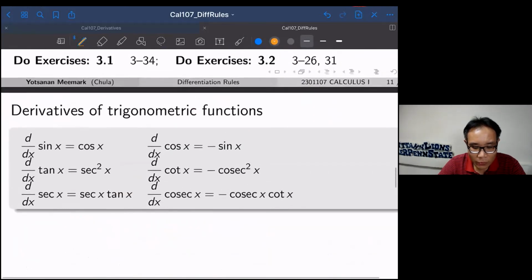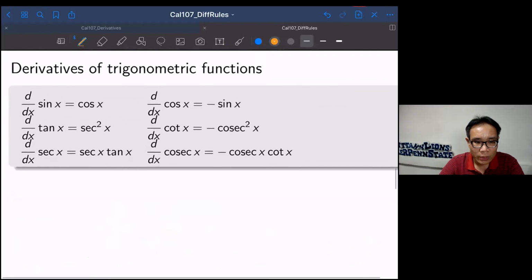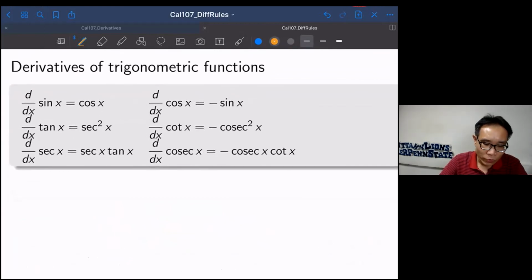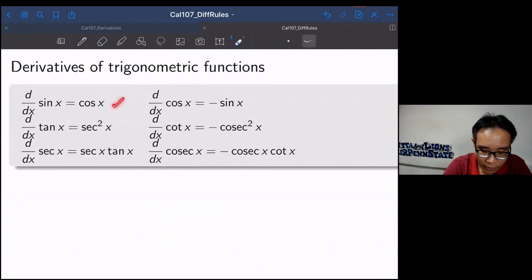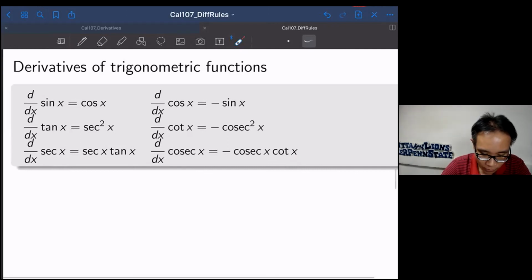I will end this video with the final two formulas. So we already have: the derivative of sin equals cos, the derivative of cos is negative sin, the derivative of tan is sec squared, and the derivative of cot is negative cosec squared. So we have the derivative of sec is sec tan, and the derivative of cosec is negative cosec cot.